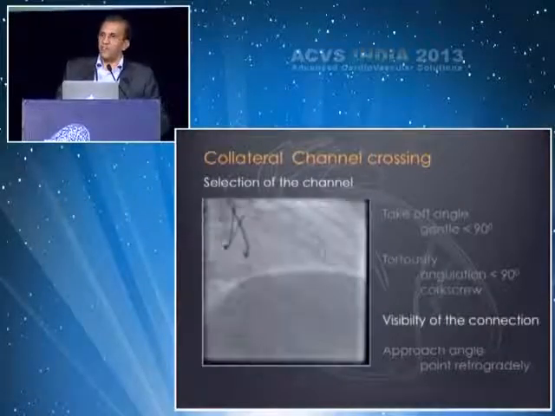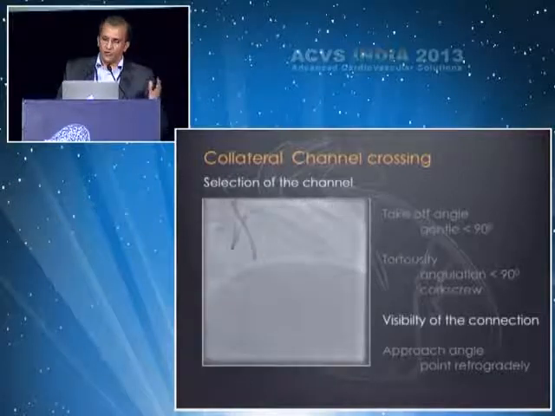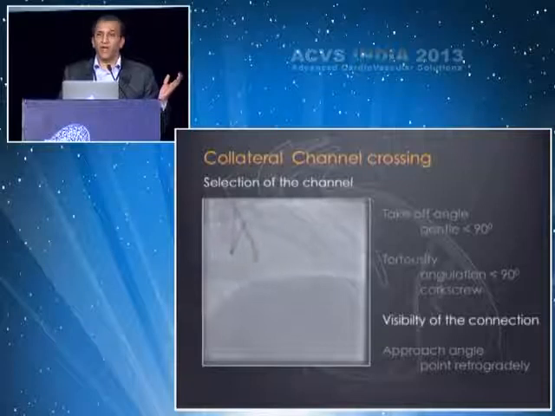Visibility of the channel is important because if you have invisible channels, then you choose wires which will help you pass those invisible channels, and sometimes you may need to dilate these channels.